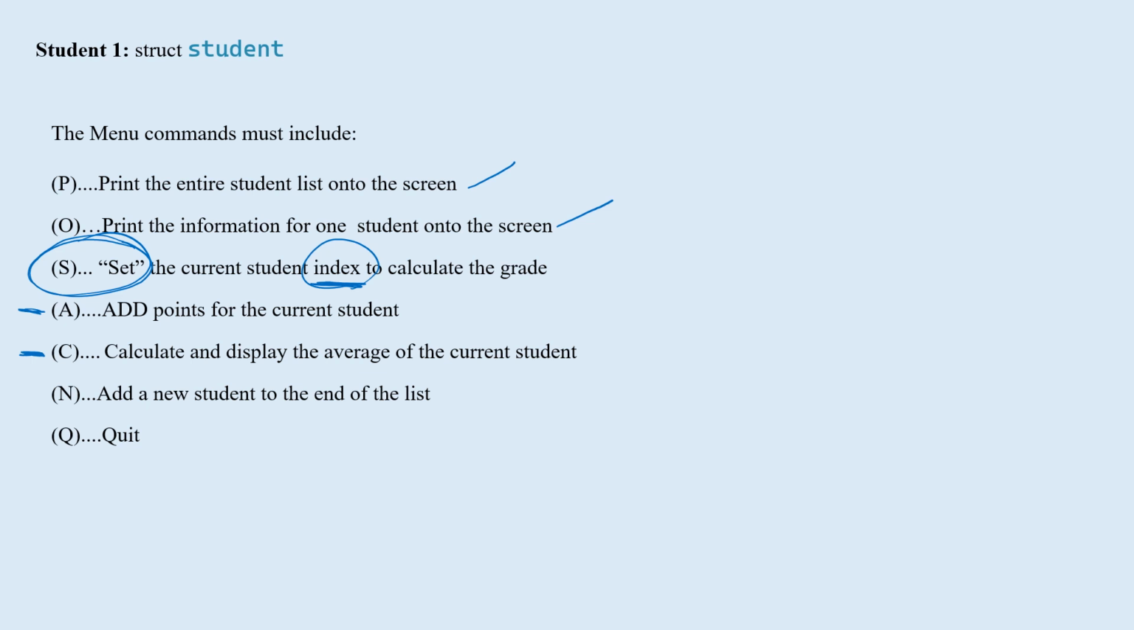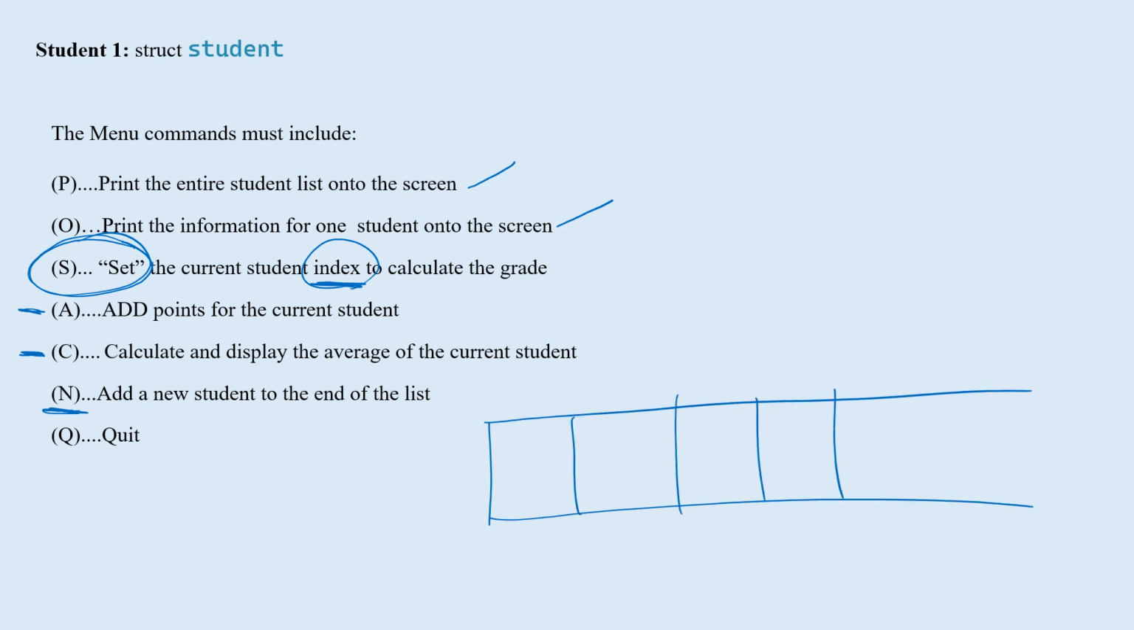N is different for this program. N means to add another student to the end of the list. So if you have your list like this, and these are your students, and you have four students here, that means your count is 4, then 4 is going to be the first empty one where you're going to add a new student.